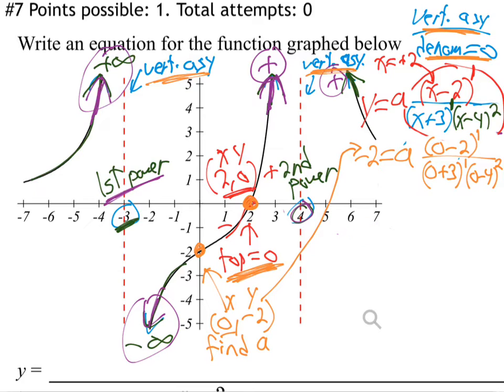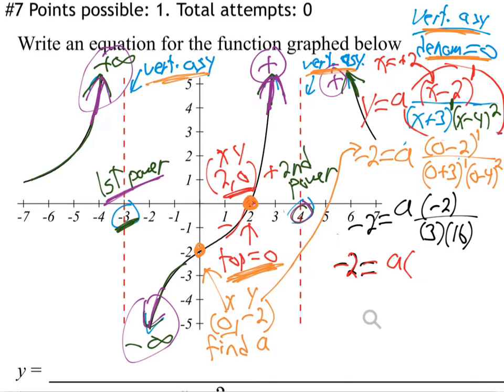Let me change the color here. So minus 2 is A times what? Minus 2 over 3 times 16. Negative 4 squared is positive 16. So minus 2 is A times, well, I guess 2 goes into 16 8 times. So that'll be negative 1 over 24. See, I reduced that fraction. 2 went into 16 8 times. 3 times 8 is 24 in the bottom, leaves me with negative 1 on the top.